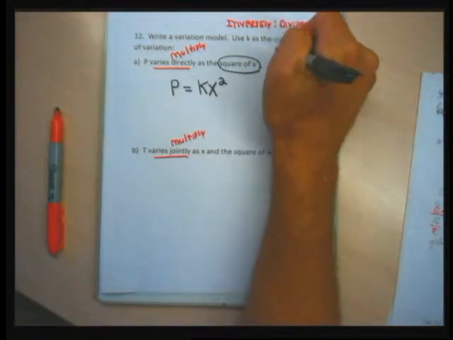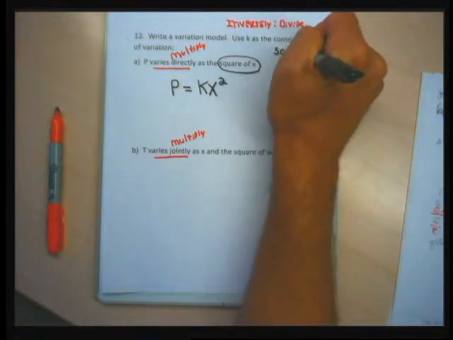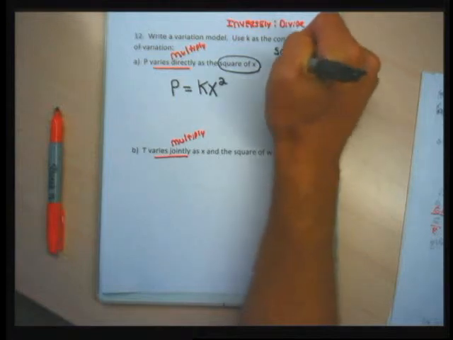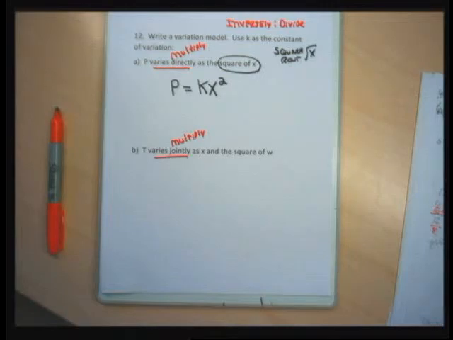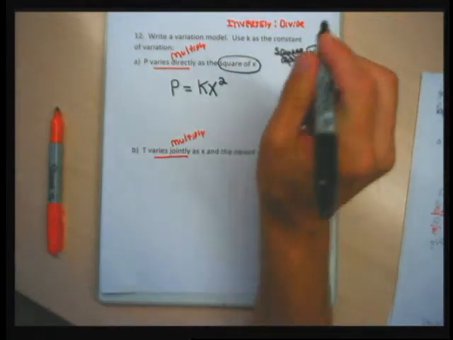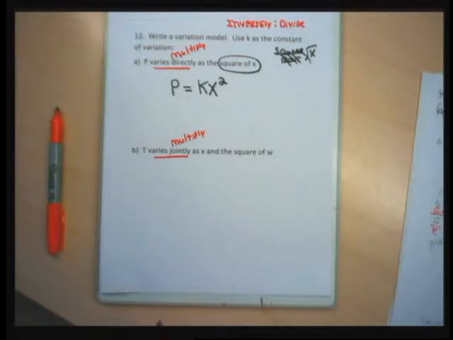If it had said, it didn't, but if it had said the square root, that's the time I would have that symbol. But because the word root wasn't after x, I knew I needed an exponent. That's all there was to do for 12a.